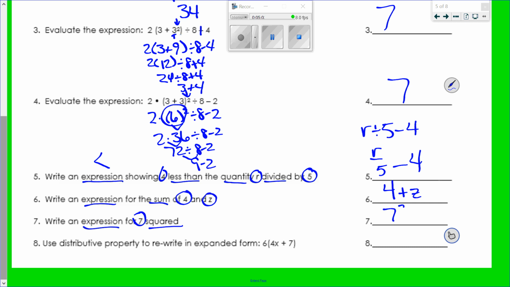Write an expression for 7 squared. Hope you guys remember that means the exponent of 2. What's the exponent of 3 mean? What's the word? Cube. Okay?